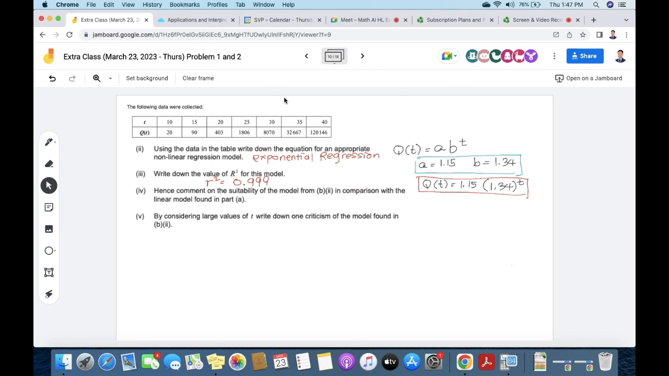We're now going to the fourth and the fifth. Comment on the suitability of the model in comparison with the linear model in part A. First, we are asked to compare and to check which one is a lot more suitable. All right? So if we are to compare, what are we supposed to use? What values are we supposed to compare?